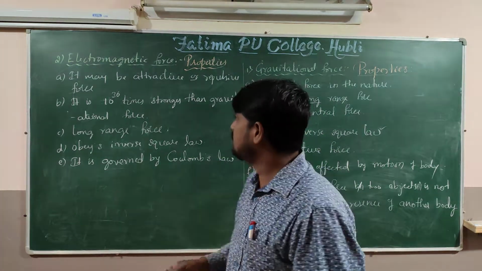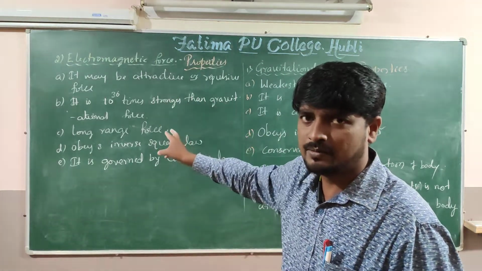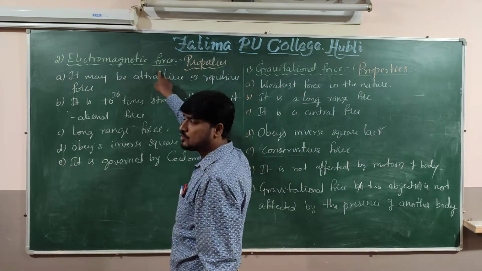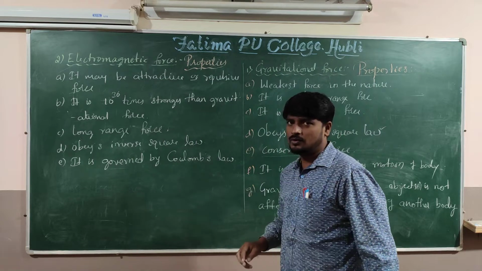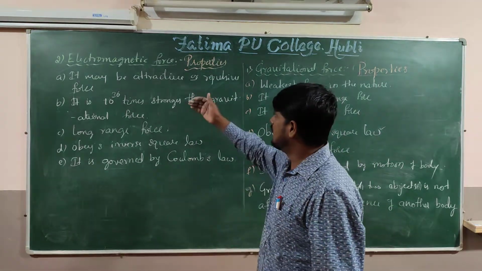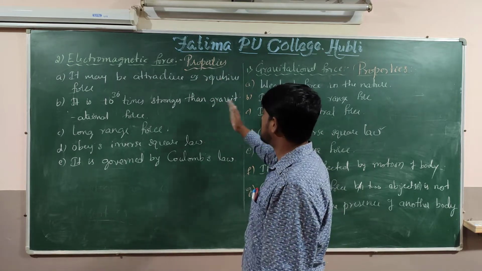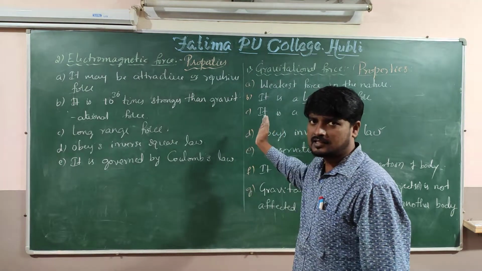They may also ask you to mention any two differences, that is, compare the gravitational force with the electromagnetic force, or compare the electromagnetic force with the gravitational force, or distinguish between the electromagnetic force and the gravitational force. At that time we will have to compare any two properties on one side and two properties on the other side.